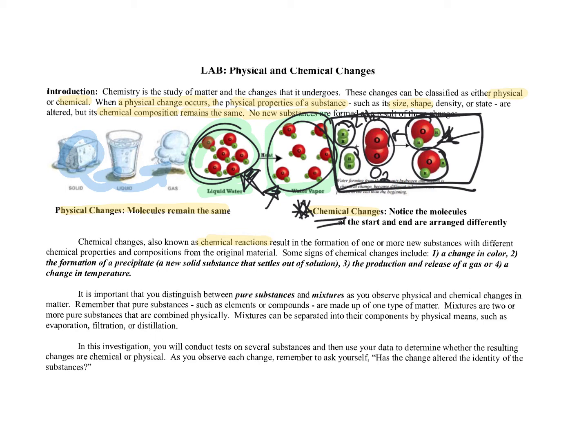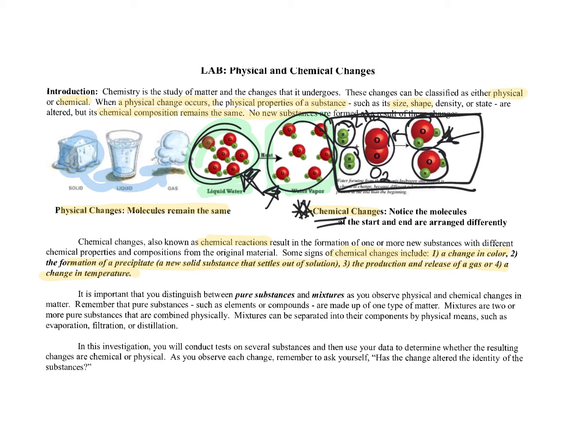And so we look for those signs that we've talked about in our previous labs, including a change in color, the formation of a precipitate, the production or release of a gas, and a change in temperature. So it's important that we distinguish between physical and chemical changes.